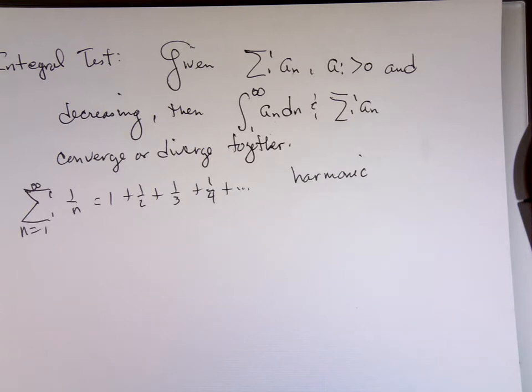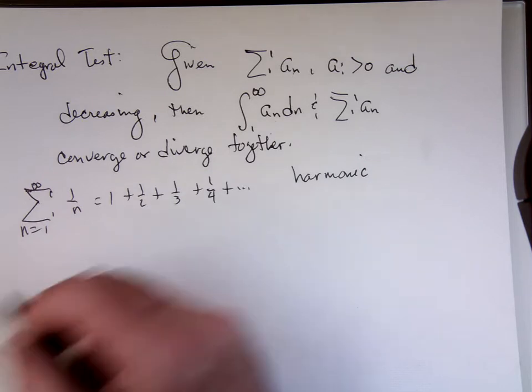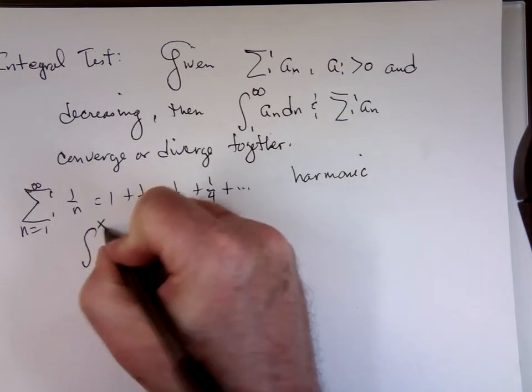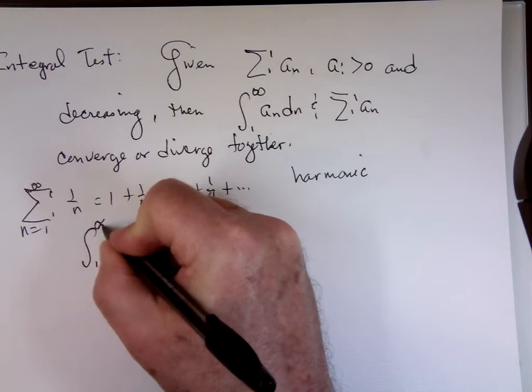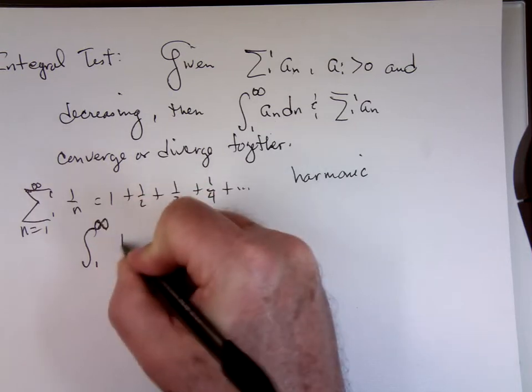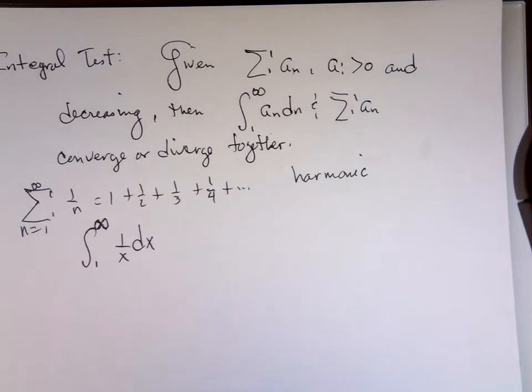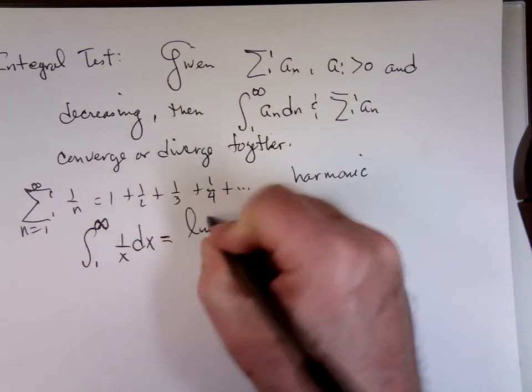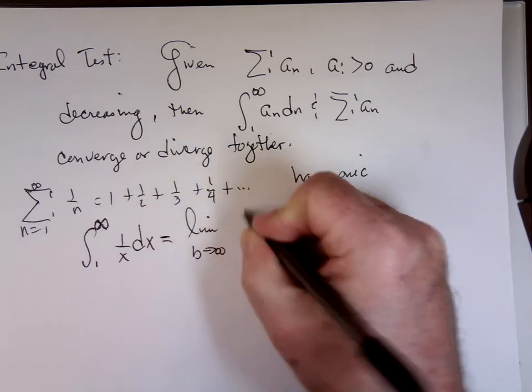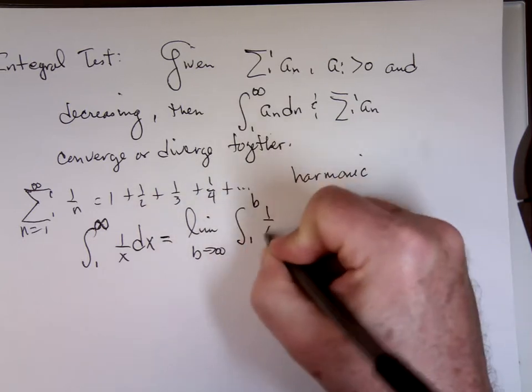Let's take a look at it. First of all, is the nth term going to 0? Yes. Well, that means we're not done yet. We're going to have to do something else. We're going to test this with an integral test. We take the integral from 1 to infinity of 1 over x dx. It's an improper integral. We know how to do that. We take the limit as b goes to infinity of the integral from 1 to b of 1 over x dx, and we see what happens with this integral.